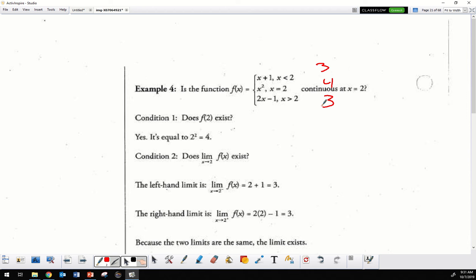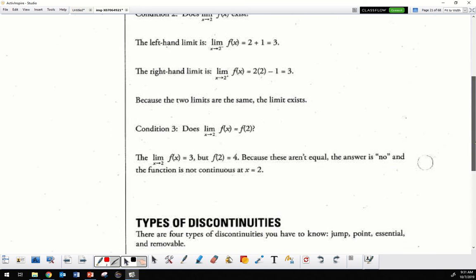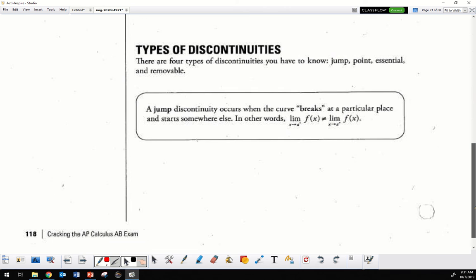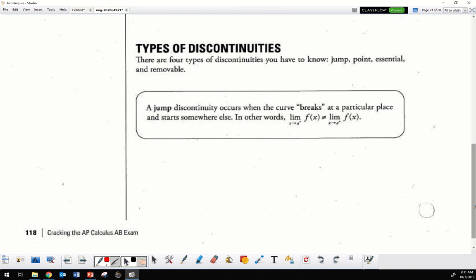So this one does not exist because it is equal to a different number in the middle. Okay, jump discontinuity. So a jump means the limit from the left is not equal to the limit of the right. So let's say the limit of the left is going to 4 and the limit of the right is going to 5.